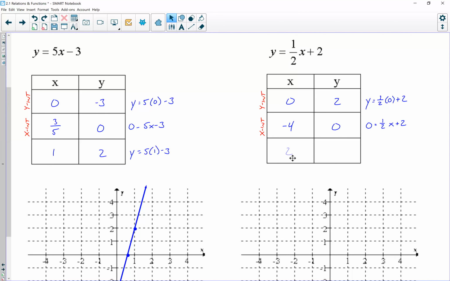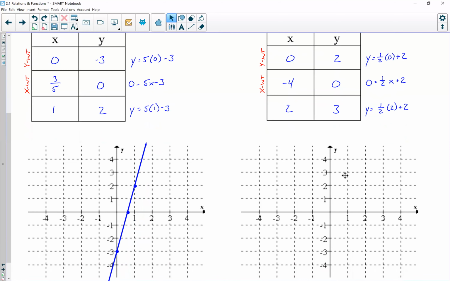So using just +2, I could use +4. I could use -2. Anything that's an even number would be a choice that you would probably want to make for this one. So now plugging that x value in and simplifying, we end up with +3. So again, we have to take and graph those 3 points and then connect them with a straight edge. And that's what our line should look like on our graph.